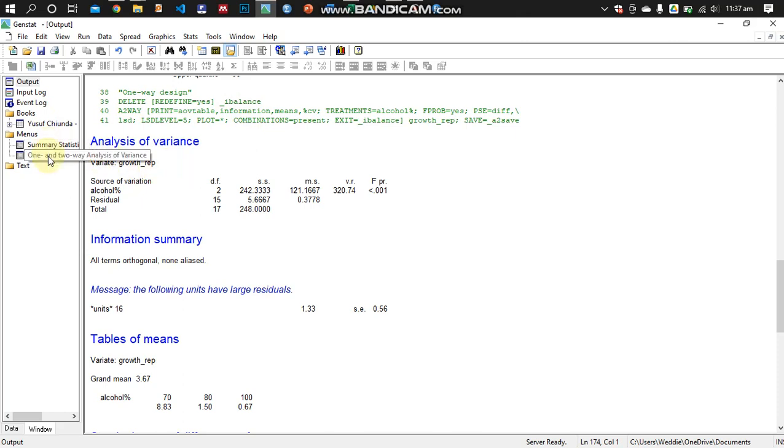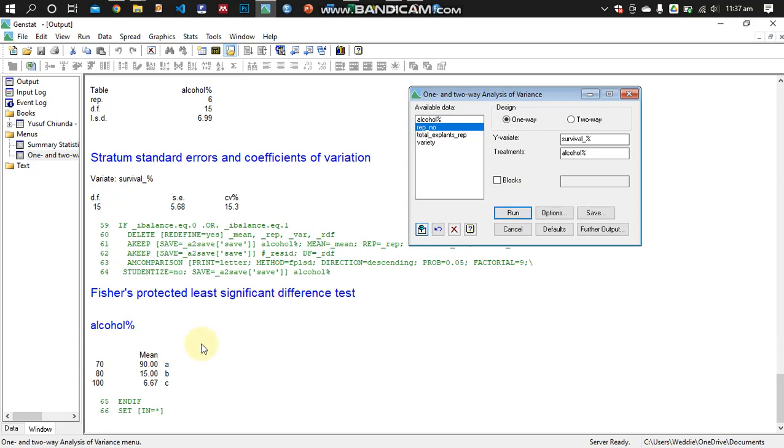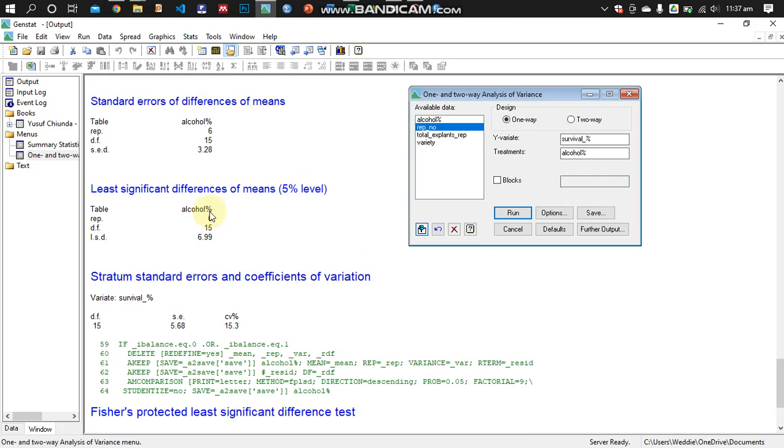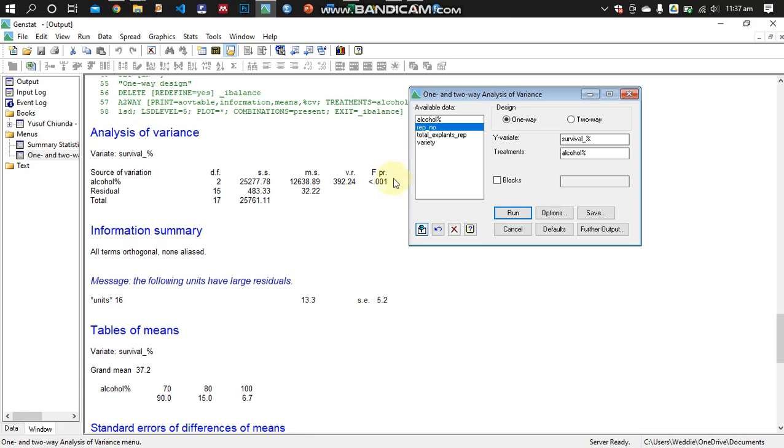Let us also go to the other variable, survival. We see the very same things. They are differentiated at a CV of 15%, and the rest is 6.99%. These are the means, and it is highly significant as well. I hope we're on the same boat.